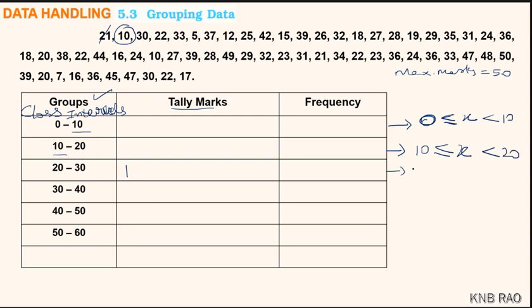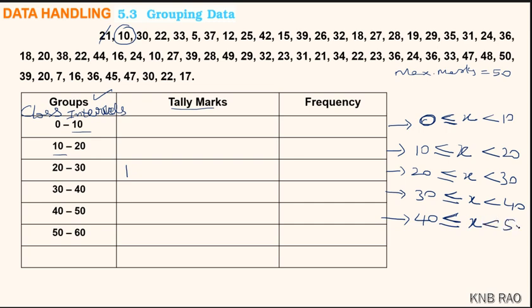Similarly, 20 or more will be taken in the 20 to 30 class interval, but it should be less than 30. In the 30 to 40 class interval, any observation equal to 30 or more but less than 40 will be considered. In the 40 to 50 class interval, whichever observation is equal to or more than 40, we read it as less than 50, okay, any observation falling between 40 and 50, can be equal to 40 but must be less than 50.